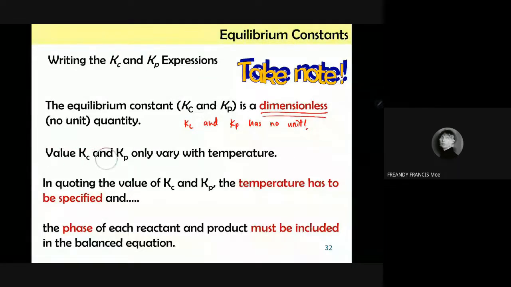Dan value of Kc and Kp only vary with temperature. Maksudnya, dia punya suhu berubah, Kc punya nilai dan Kp punya nilai akan berubah. Apabila kita nak nyatakan nilai Kc dan Kp, temperature tu mesti kita bagi tahu. Has to be specified, and the phase of each reactant and product must be included in the balanced equation. So these are some of the important points that you have to take note in terms of writing equilibrium constants.